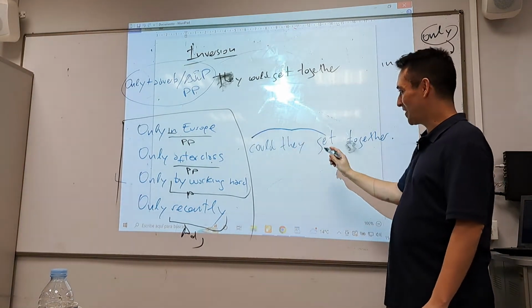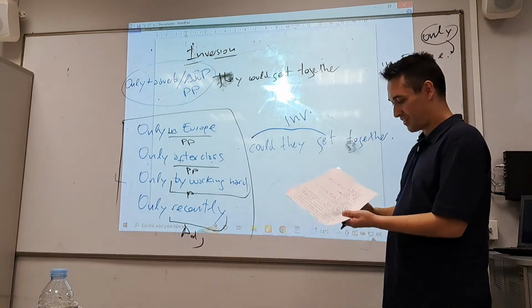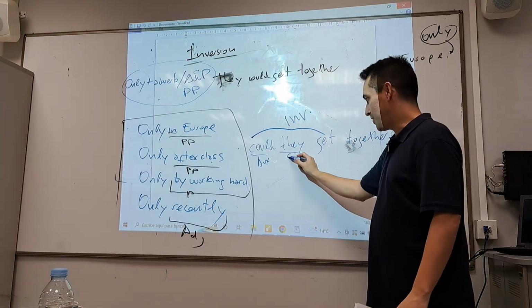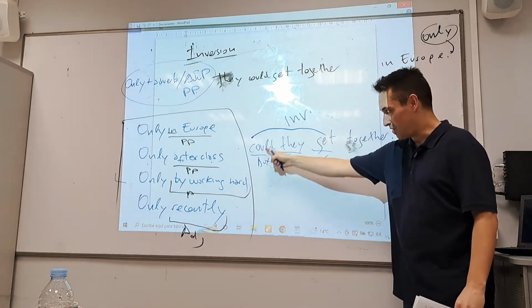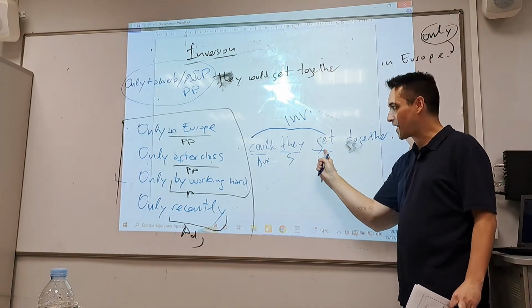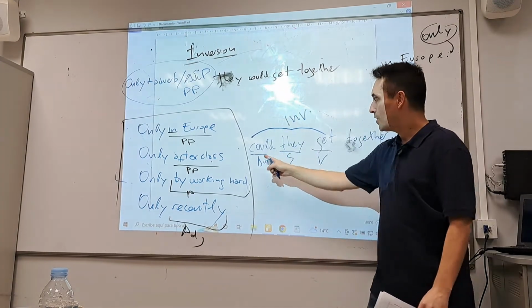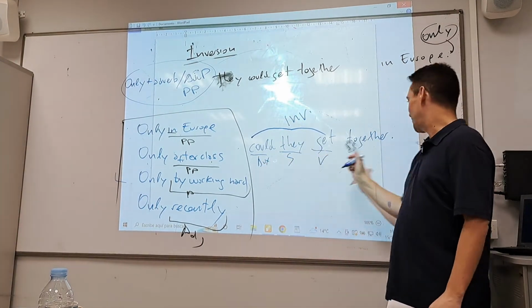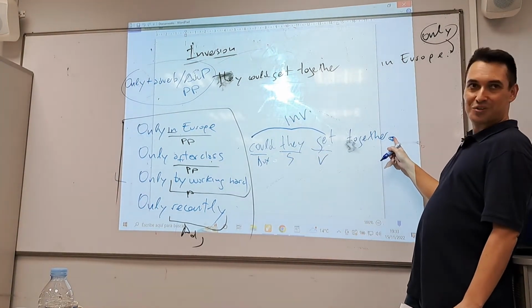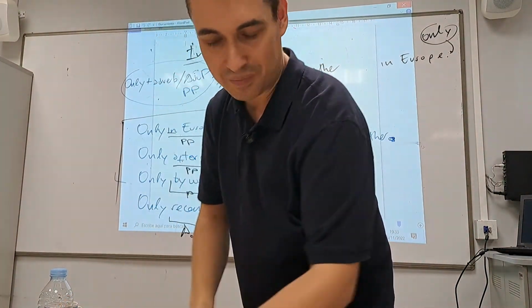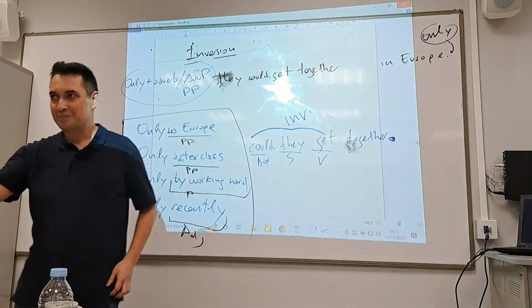Could they get? Here is the inversion. Why? Because we have the auxiliary, and then the subject, and then the verb. The inversion happens here. Could they get instead of they could get? Normal word order. Like a question. But this is not a question. This is just an inverted sentence. So far, so good? Next, please.